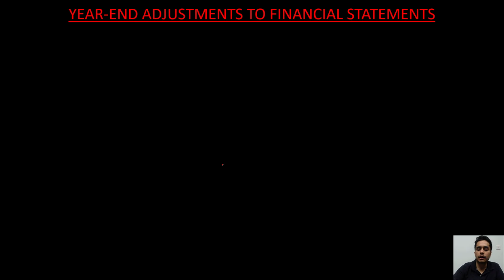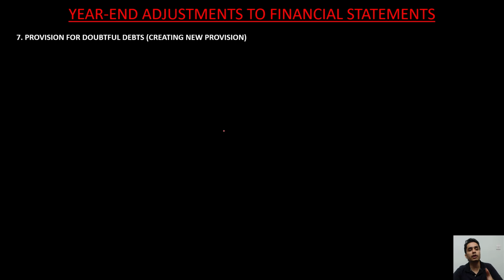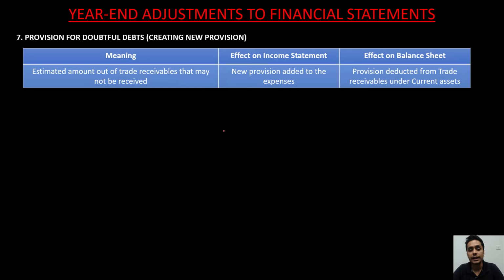Okay, apart from bad debts, a business could also provide for provision for doubtful debts. Now, provision for doubtful debts could have three scenarios. One, where you have to create a new provision during the year. Second, where you have to increase the existing provision. And third, where you have to decrease the existing provision. Let's have a look at the first one.